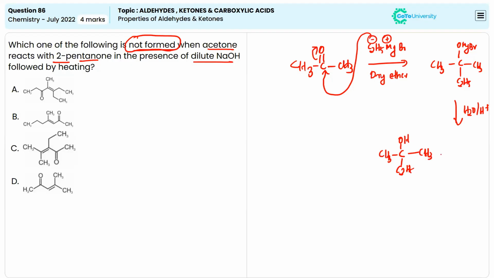So if you check the options, we have to identify the product which is not formed when acetone reacts with 2-pentanone in presence of dilute sodium hydroxide, right? So here the correct answer is this. This is the product forming here. So this is the correct answer.